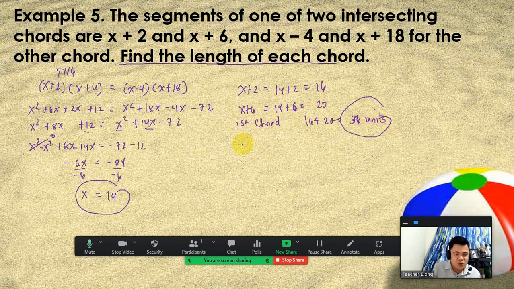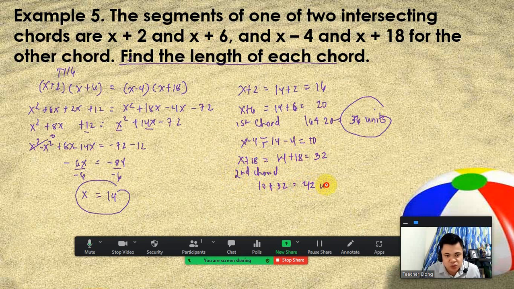While for the second chord, x minus 4, the value of x is 14, minus 4, it's 10. And then the other one, x plus 18, the value of x is 14, plus 18 is equal to 32. So for the second chord, you will just add 10 plus 32, which is 42 units. So the length of the first chord will be 36 units while the other chord is 42 units.